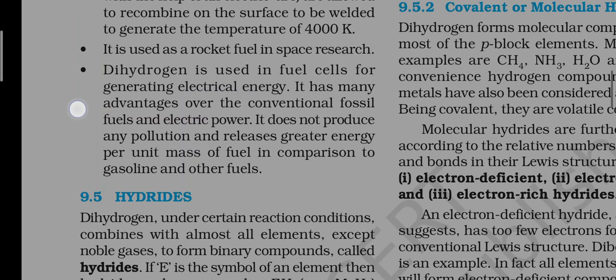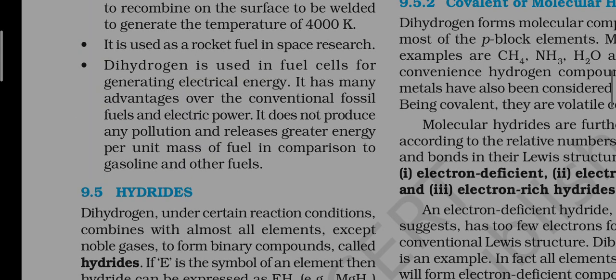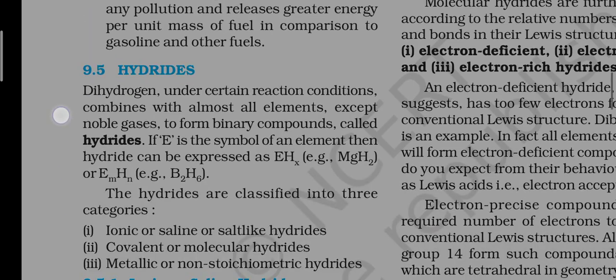It is used as a rocket fuel in space research. Dihydrogen is used in fuel cells for generating electrical energy. It has many advantages over the conventional fossil fuels and electric power.